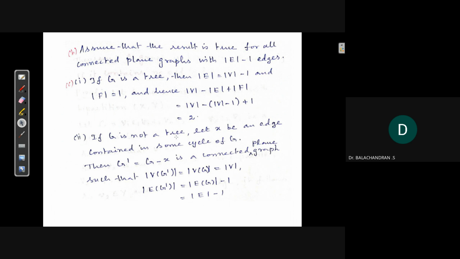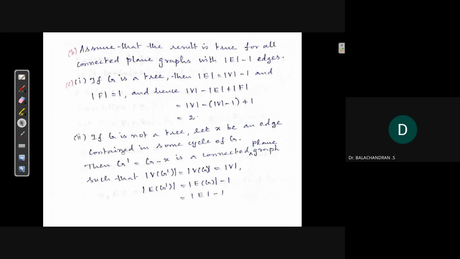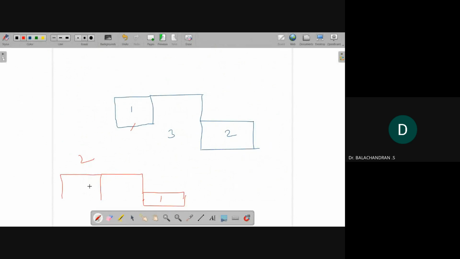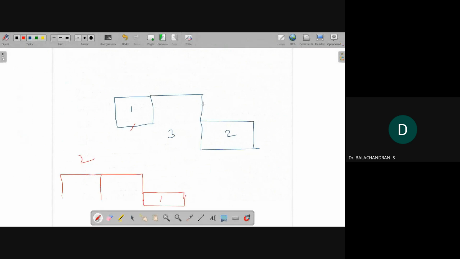G is not a tree. Then there is some cycle. I'll choose an edge X. Okay, this is the edge X. Let X be an edge contained in some cycle of G. Then G dash is equal to G minus X. So this is G, this is G dash. G dash is equal to G minus X, which is a connected plane graph again. Here the number of edges in the original graph is, I am speaking in general.